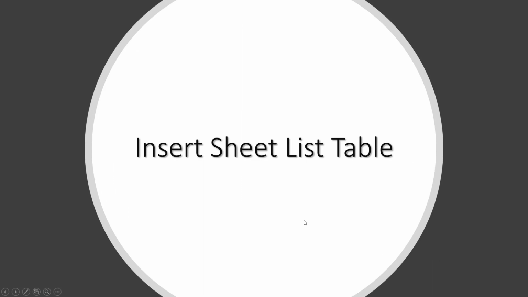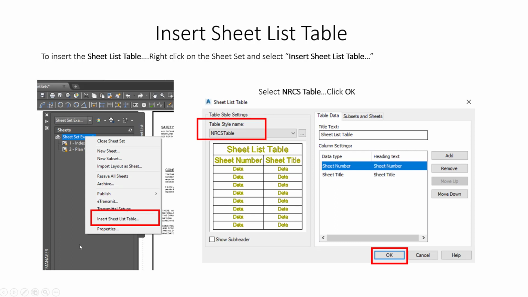So now what we need to do is insert the sheet list table. This is going to give a list of all the sheets that you currently have in the drawing. And how we do that is you right click on your actual sheet set. So you can insert sheet list table. And for the style, there's a couple styles, but I just use the NRCS table as a style. And there's a couple options where you can add and remove different columns. In this case, there's two of them as a default. It's going to give you the sheet number and the sheet title.